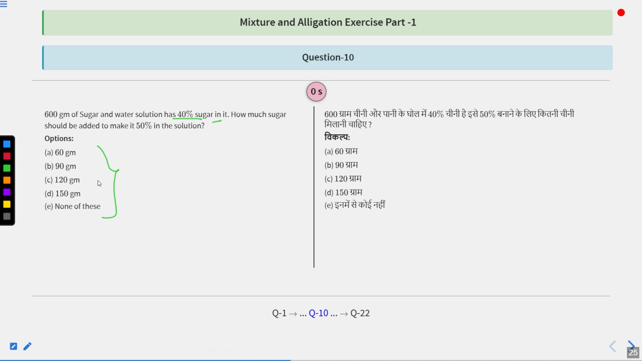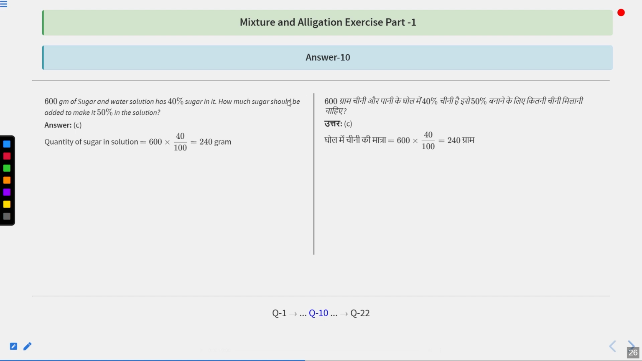Now time's up. Let's see the solution. In 600 grams of sugar water solution, there is 40% sugar. So how many grams will be sugar? 600 multiplied by 40 upon 100, so we get 240 grams. How much water is in the solution? We can subtract and easily get it, which is 360 grams.